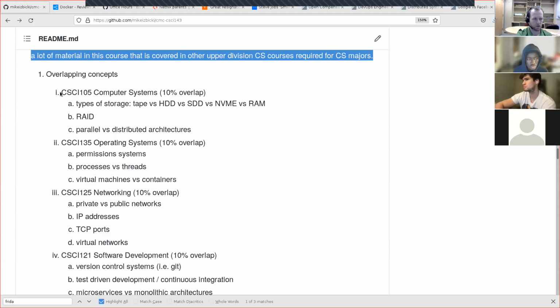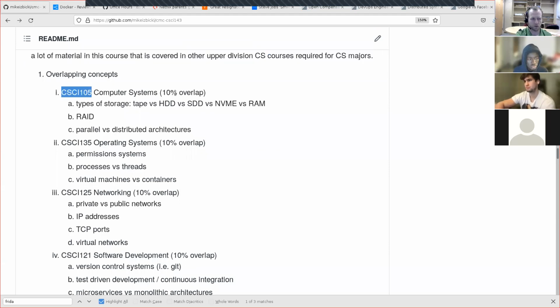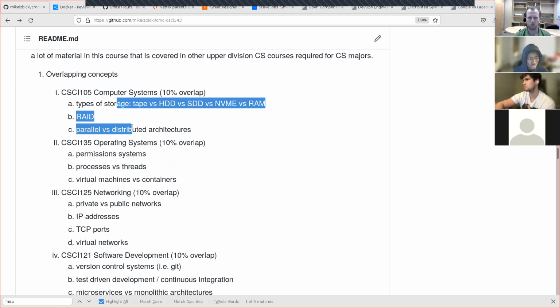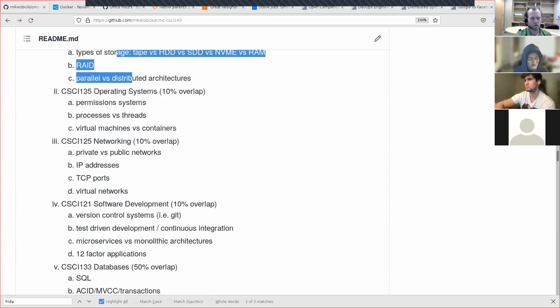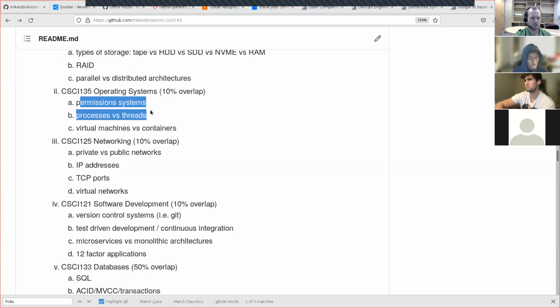In particular, CS 105 is called the Computer Systems course. I'd guess about 10% overlap, basically how different hardware systems work that we'll be using. The operating systems course talks a lot about permissions, things like processes and threads, virtual machines versus containers. We'll be talking about all of this in this course.